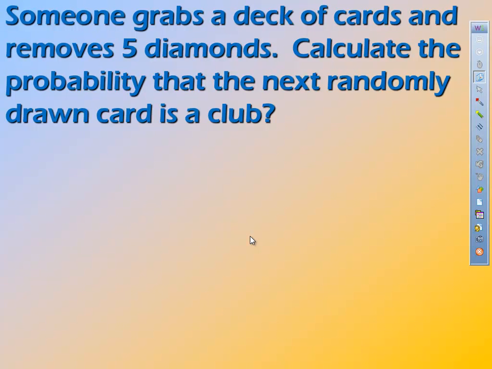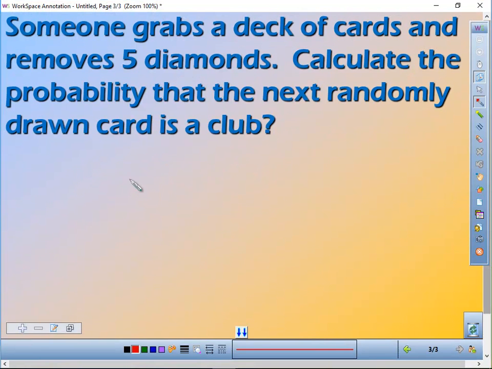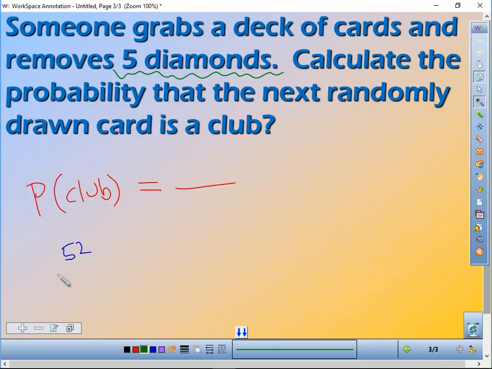All right, so here's what you should have done. So we're going to do the probability of drawing a club. And what's our sample space? Well, normally, without even thinking, we could just blurt out 52. But what's going on? They removed 5 diamonds. So are there 52 cards there? Nope. How many cards are there? There are 47 cards. We don't have a full deck.